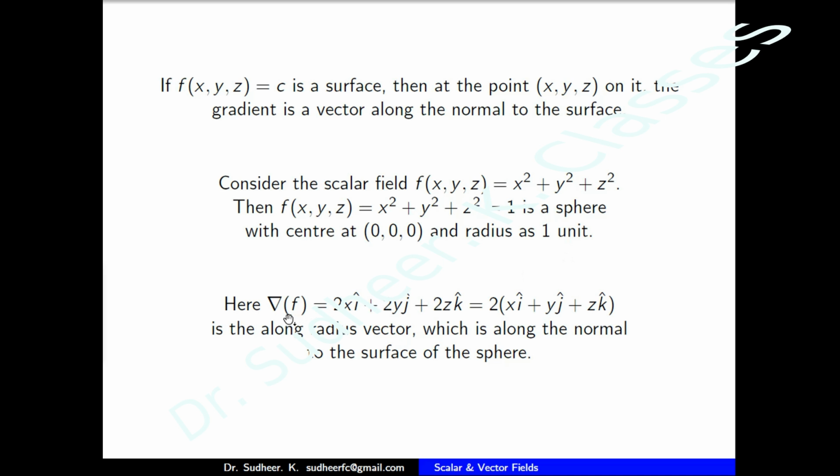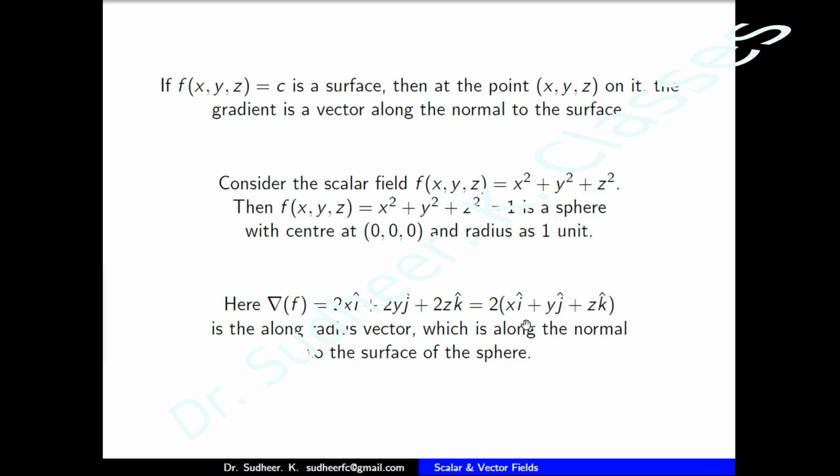Let us calculate the gradient. Del f equal to partial derivative of x square plus y square plus z square with respect to x. That will be 2x only. 2xi plus the other partial derivatives can be found. So that will give you 2yj plus 2zk, or it's equal to 2 times (xi plus yj plus zk).